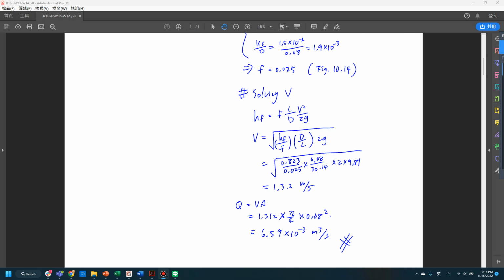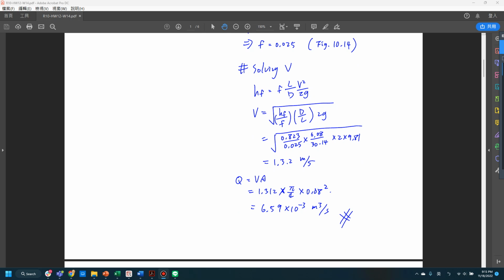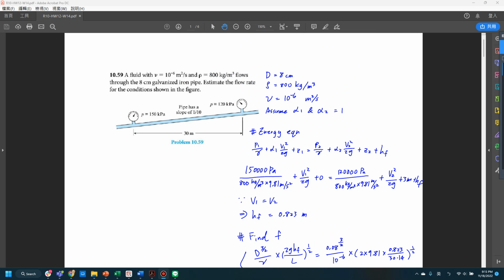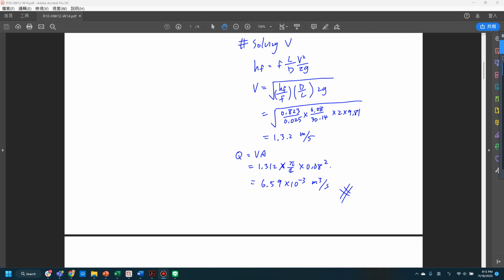After that, you have the velocity, and you multiply it by the cross-section area, then you will get the flow rate. The velocity is 1.312 as we saw in the previous step. The cross-section area is equal to pi divided by 4 times the diameter to the power of 2. The diameter is equal to 0.08 meter because the diameter is 8 centimeters, so we need to convert the unit first. Then we can get the flow rate, which is equal to 6.59 times 10 to the power of minus 3.